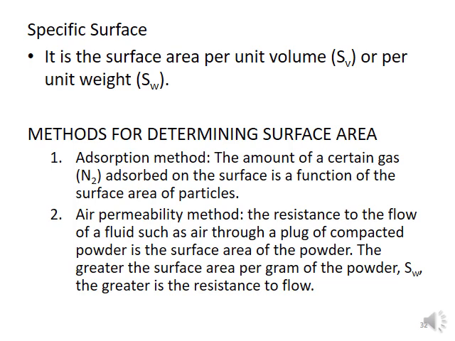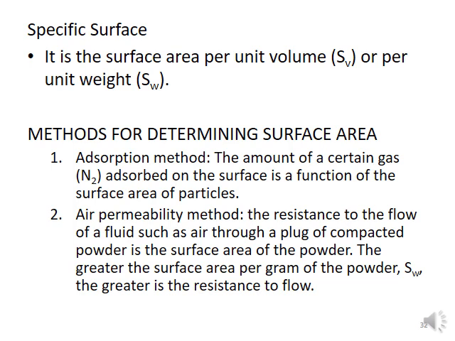The surface area, or the specific surface area, is the surface area per unit volume or unit weight. How is the surface area usually determined? Either using the adsorption method, which is the most popular method, or by using the air permeability method. In the adsorption method, the amount of gas, mainly nitrogen, adsorbed on the surface is a function of the surface area of the particle.